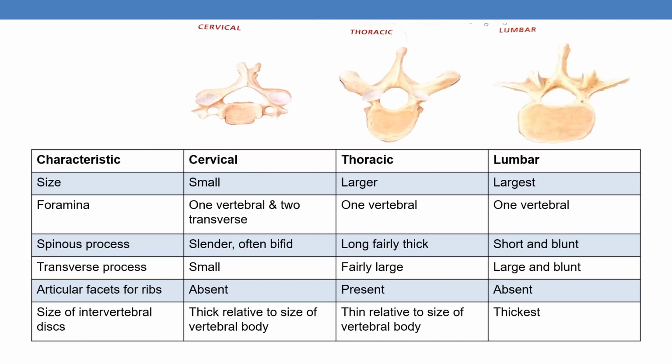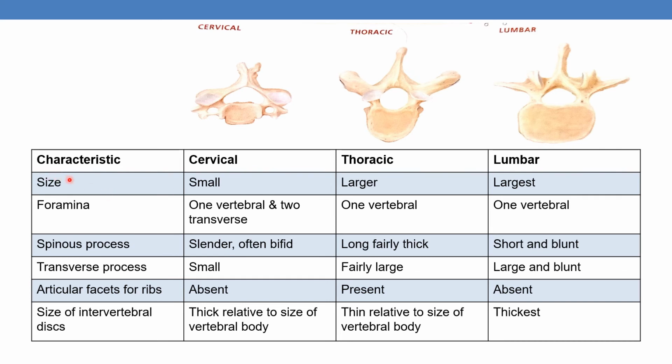Now let us compare all three vertebrae: cervical, thoracic and lumbar. If you observe, they all have common parts such as the spinous process, transverse process, vertebral arch and vertebral body. This one also has a spinous process, transverse process, this is the arch and this is the vertebral body. Here also this is the vertebral body, this is the spinous process, these are the transverse processes. Articular facets and articular processes are also present.